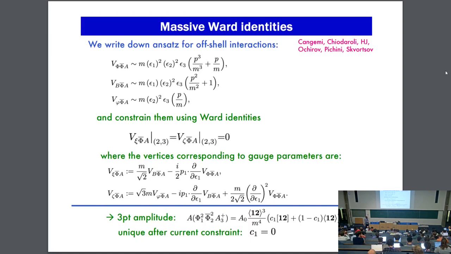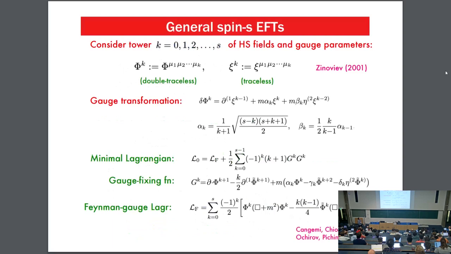And it turns out that gauge invariance by itself doesn't quite fix the amplitude uniquely, at least in this gauge theory. So we also add the current constraint, which I just discussed, and that actually fixes it uniquely for this spin 2 example. But let's do it in general. So let's do it for arbitrary spin.